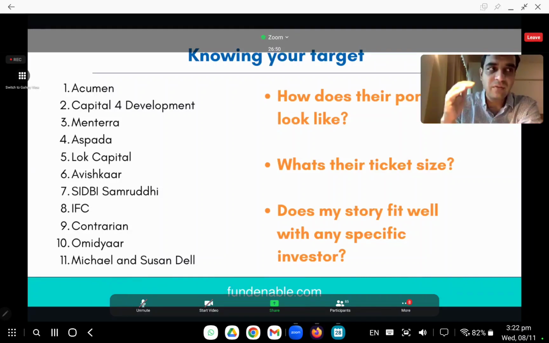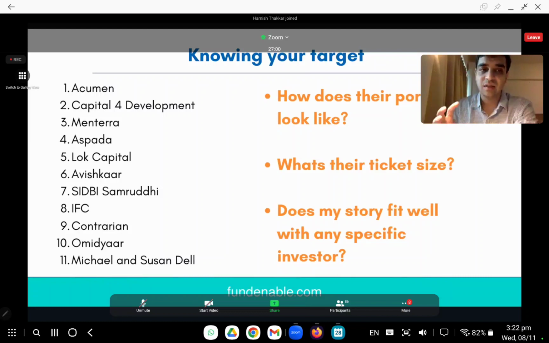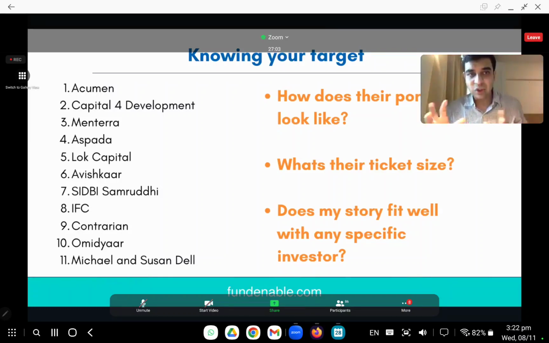And then we actually double click on each of these names. How does their portfolio look like? What is their ticket size? Does my specific story fit really well with any of these investors? And looking at that, we shortlisted, let's say, 7 to 8, and only reached out to these 7, 8 investors. That's it. We did not reach out to a long list of 50 investors, 60 investors.